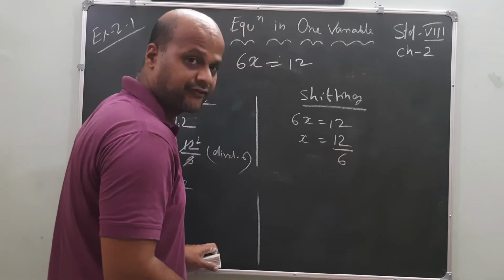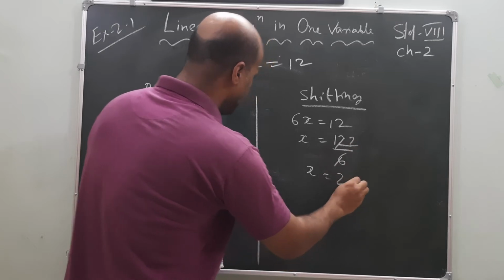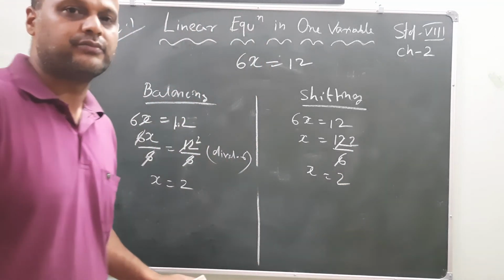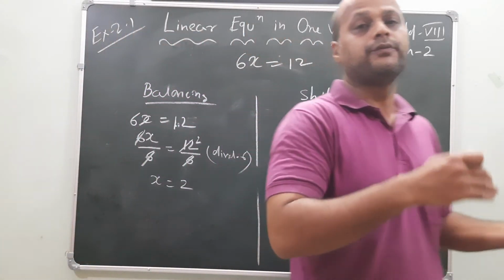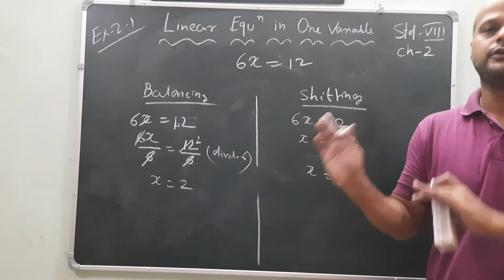Yes or no, my dear friends? So 6 2s are 12. Now see, both the answers are coming correct now. So don't make any confusion in your mind that if I do this one, it will be wrong. Okay, so don't be confused. It will be okay for you.